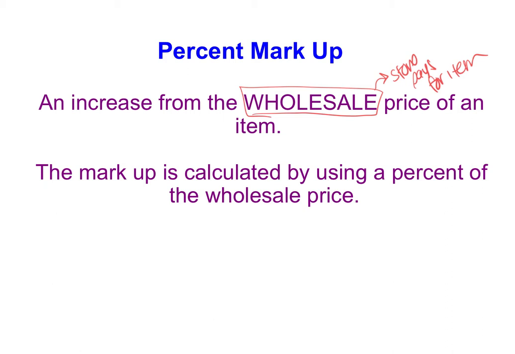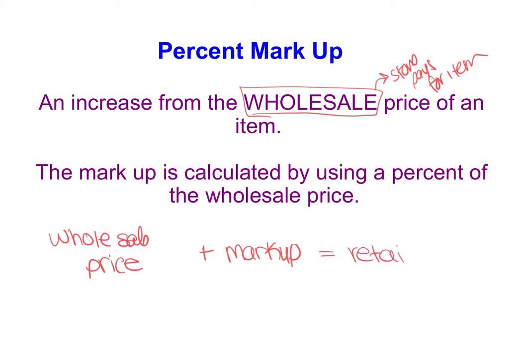So typically what we're going to do is we're going to have our wholesale price, and we're going to add our markup to it. So whatever our percent markup is, we're going to calculate that. We're going to add it to the wholesale price, and that is going to equal our retail price for the item, which is the price that we purchase it for in the store.